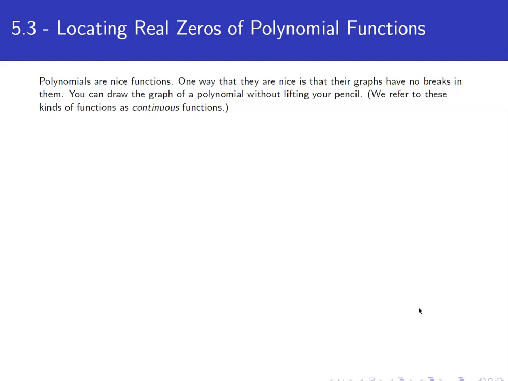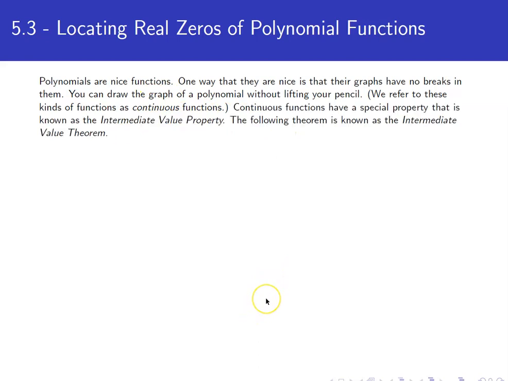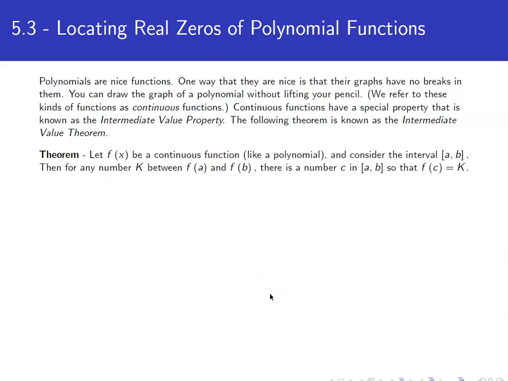One of the nice features that polynomials have is that if you try to draw their graph, you can do it without lifting your pencil. There are no holes, no breaks in the graph at all. So we refer to these types of functions as continuous functions. Continuous functions have a special property known as the intermediate value property. We'll see what it is in the statement of the following theorem, which is called the intermediate value theorem.